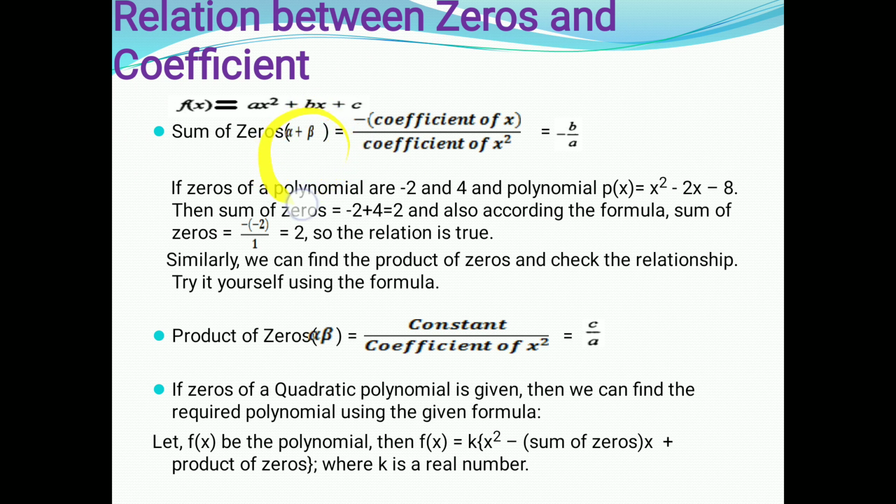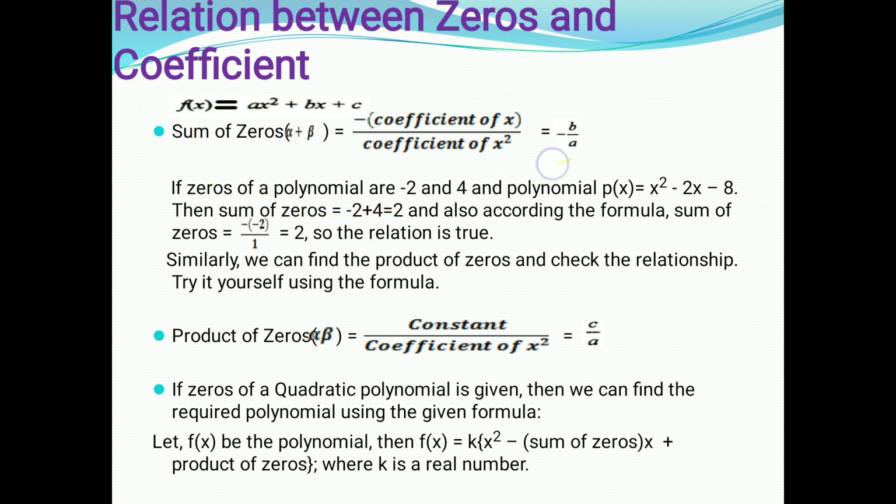Alpha and beta's value can be anything. Alpha is equal to 1 or beta is equal to 2, it can be anything. The sum of zeros is equal to minus the coefficient of x, that is minus b, upon the coefficient of x², that is a. So a comes below. So this is the formula to find the sum of zeros.